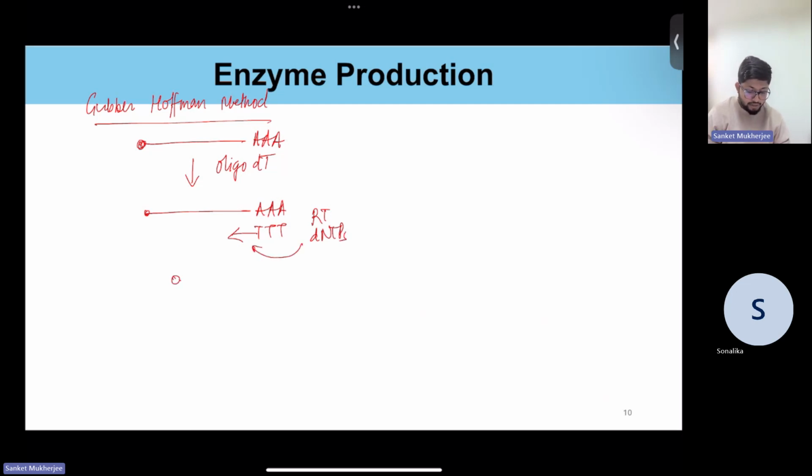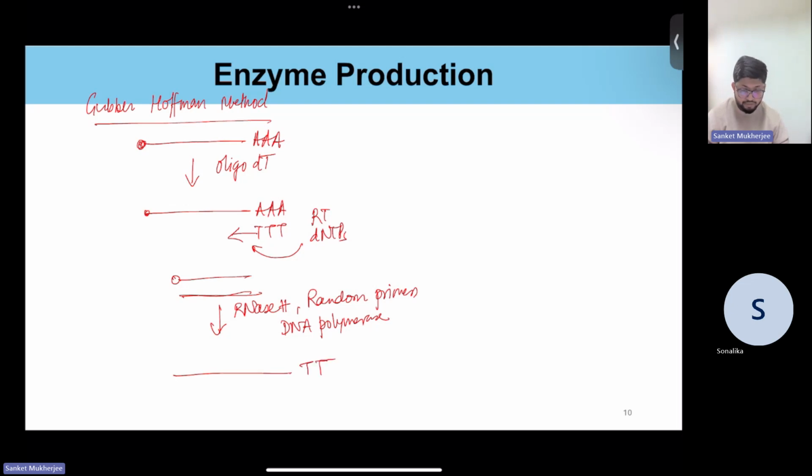So now we have mRNA and the cDNA, one strand of cDNA, and we remove this mRNA using an enzyme called RNase H. We give some random primers because we don't know the sequence. So random primers are given and DNA polymerase. So what happens? Essentially, the mRNA is firstly removed and you have the DNA only with T's attached to it. The random primers will actually go and bind, and the DNA polymerase will cause polymerization.